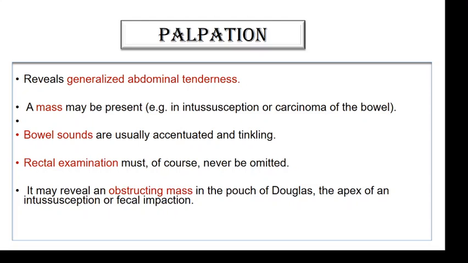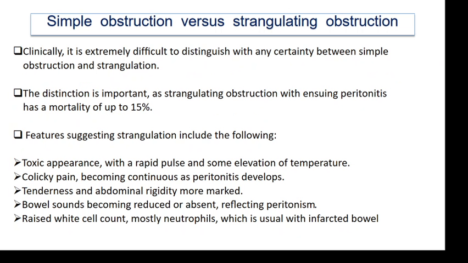On palpation, the patient will have general abdominal tenderness. A mass could be felt in cases of malignancies and carcinomas, and in intussusception a sausage-shaped mass can be felt in the abdomen. The bowel sounds might be accentuated, and later on they will become tinkling and absent. Rectal examination should be done in all patients, as we can palpate the prolapse, the apex of the intussusception, fecal impaction, or a malignant mass in the rectum.